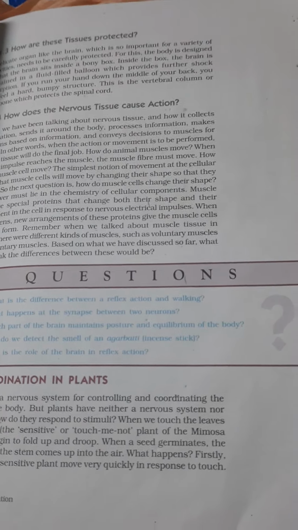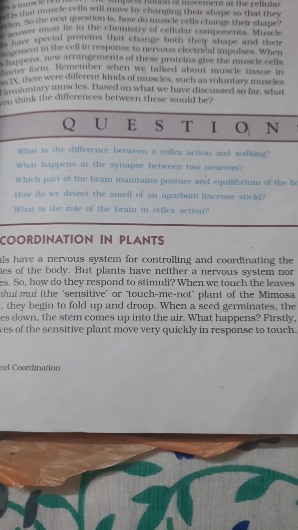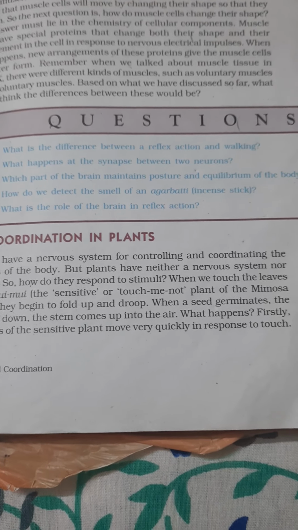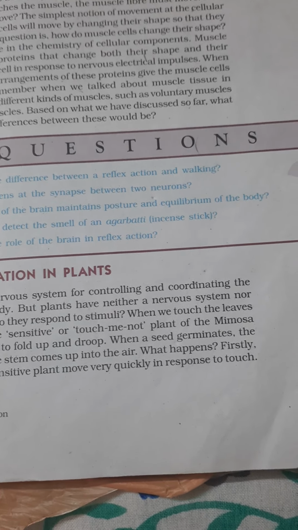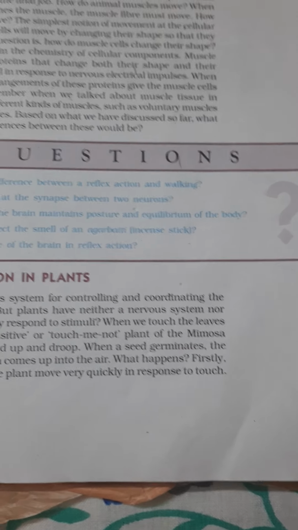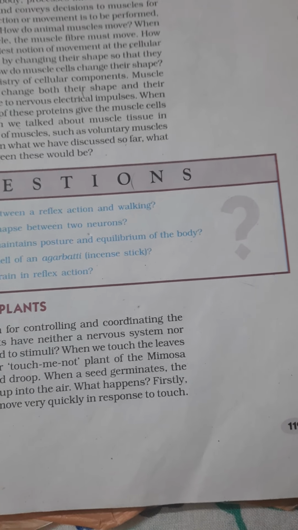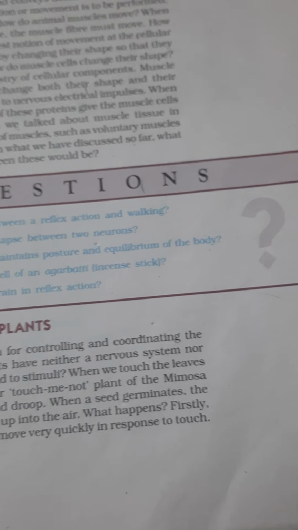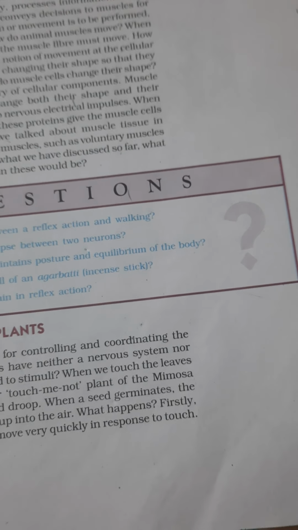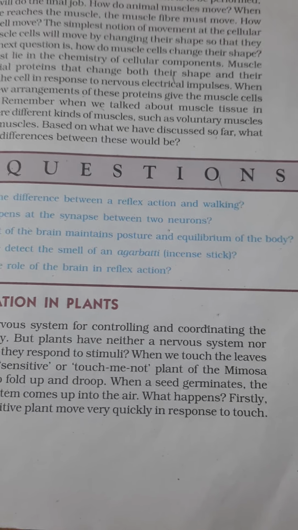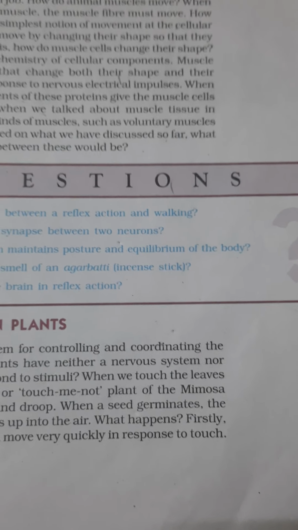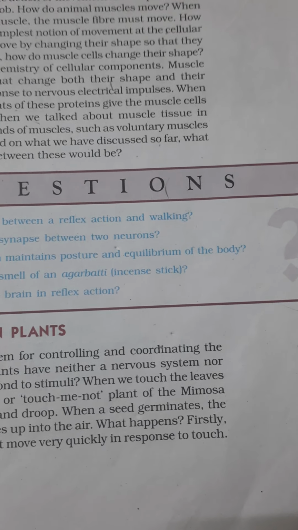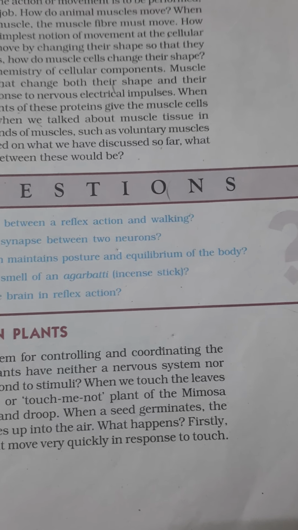Okay, now let's learn about control and coordination in plants. It is confirmed that plants do not have nervous system. They use chemical means. I repeat, chemical means for control and coordination. And there are plant hormones which are responsible for different kinds of movements in plants.